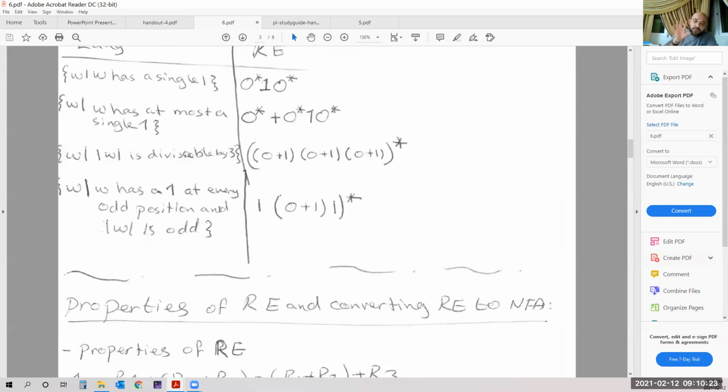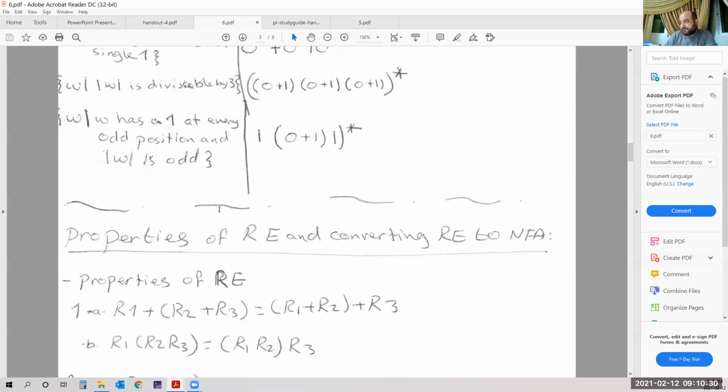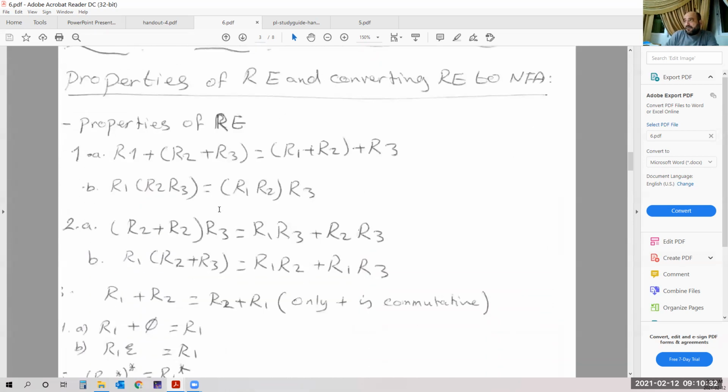You have to do more exercises. There is a lot on YouTube that explains this, and you have to read the book. Okay, the properties of regular expressions and converting an RE to an FA.